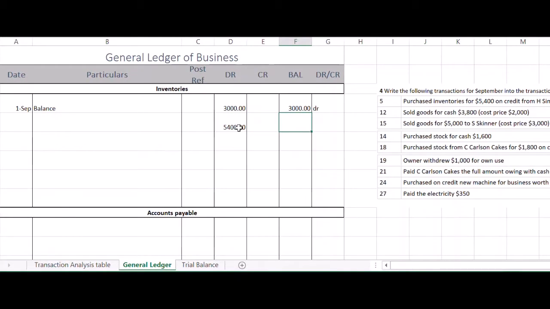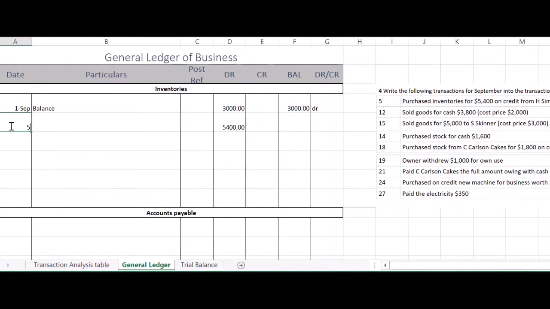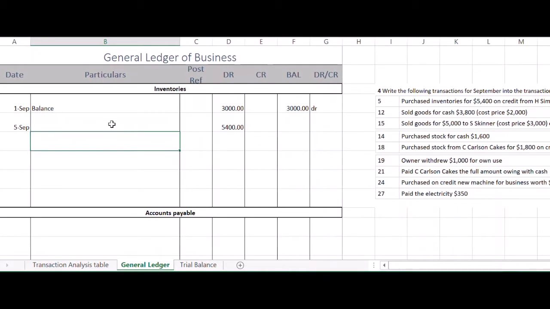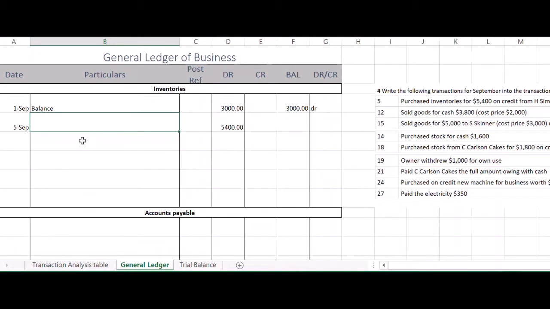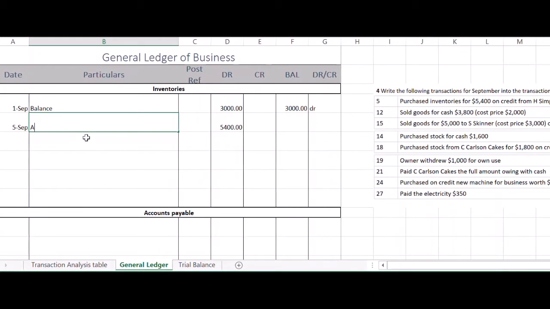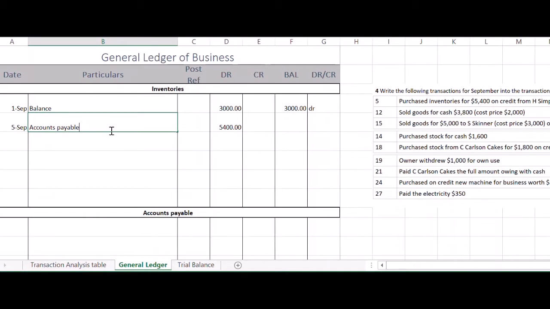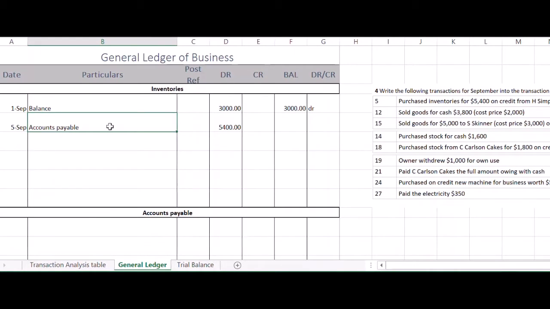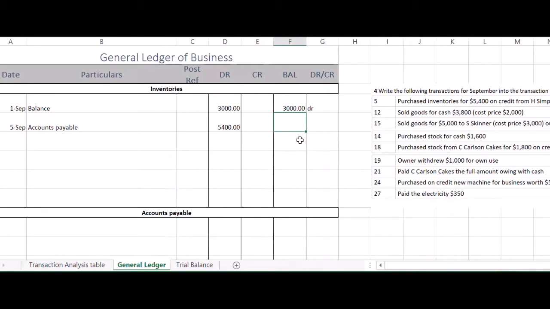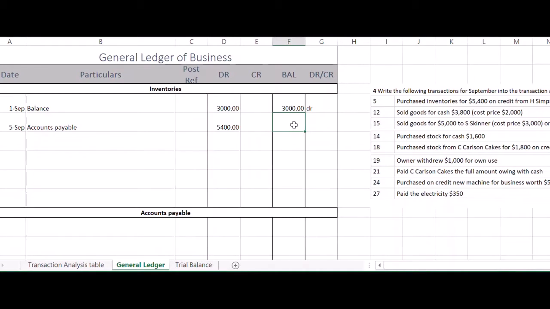Okay, so $5,400. I'm going to write the 5th of September over this side. In the particulars column, I'm going to write how I paid for it, which will be accounts payable. Normally you just write the other account that's involved in the transaction. The balance is a running balance. It will change. It'll go up and down depending if we're buying or selling inventories.